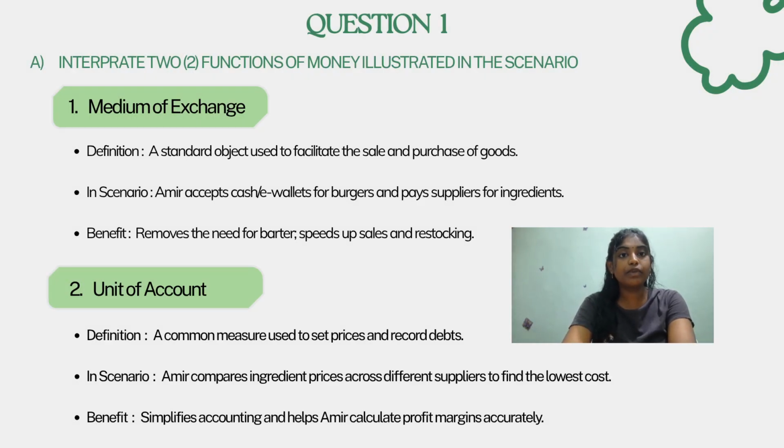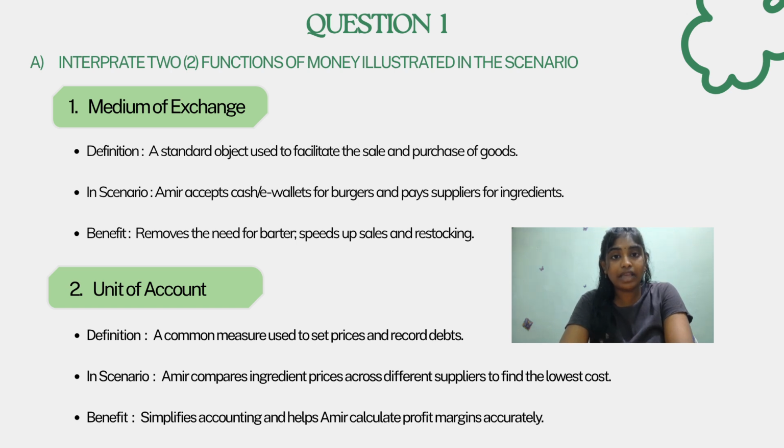So for question 1, we are going to discuss two functions of money illustrated in the scenario. The first one is medium of exchange. This is shown when Amir accepts cash and digital payment. For example, he accepts e-wallet and bank transfer from his customer in exchange for his burger, and subsequently uses that money to buy ingredients. He's a burger seller, so he buys bread, patty and vegetables from his supplier.